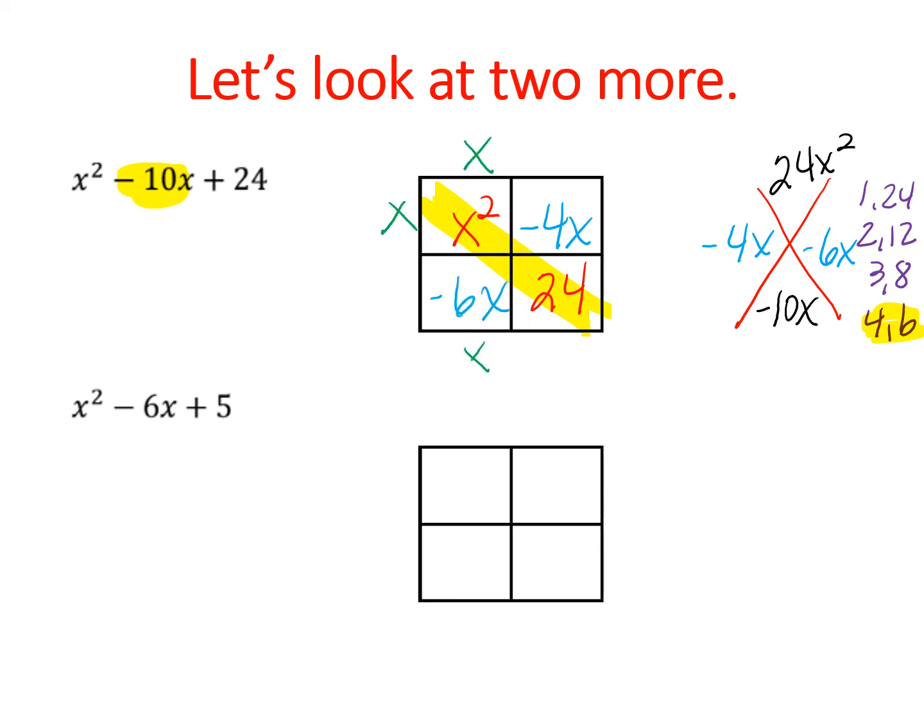X times x. Then we're going to have x times what gives me negative 4x. X times what gives me negative 6x. Oops, forgot to fill in my -4 earlier. All right, check that bottom right-hand box. Is -4 times -6 positive 24? It is.